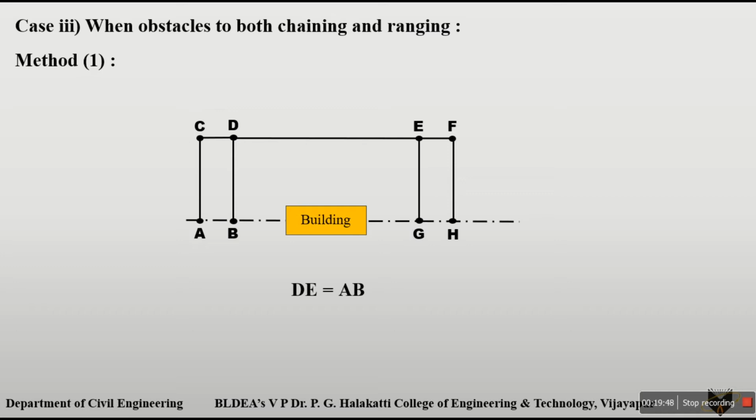Okay, a small mistake is there, actually it is BG. Okay, DE is equal to BG. Okay, make that correction now. Then the second method.